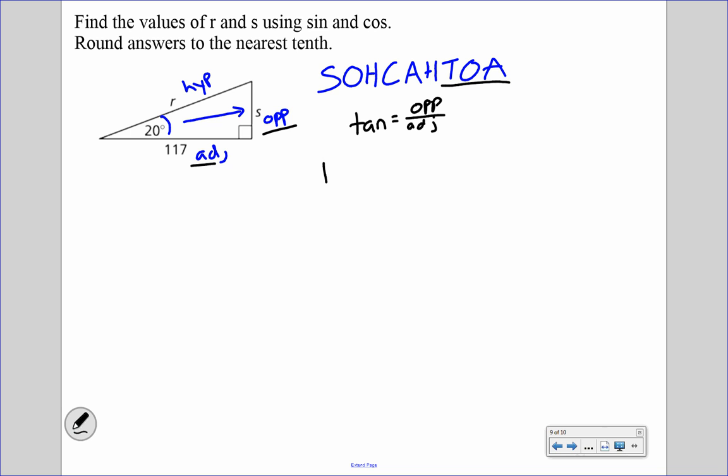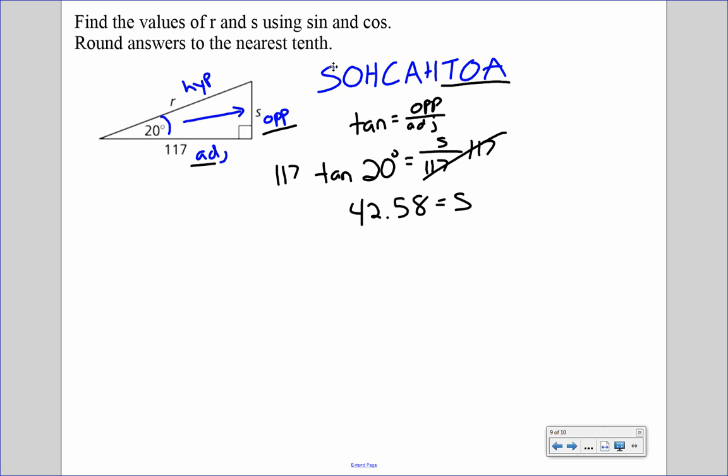So in this triangle, the tangent of 20 degrees equals our opposite side, which is s, over our adjacent side, which is 117. Now to solve for s, we simply multiply both sides by 117. 117 times the tangent of 20 gives us 42.58. That's our s.